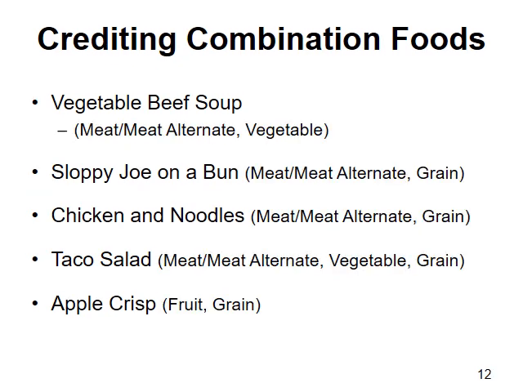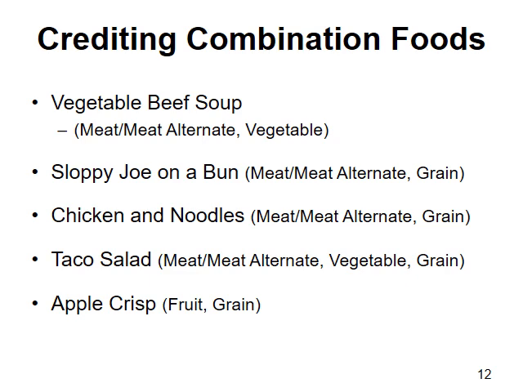Vegetable beef soup, if it's homemade and I have a recipe showing there is enough meat alternate and vegetables to credit towards meal pattern. A sloppy joe on a bun, with a portion size large enough to credit as a meat alternate, and the bun credits towards a grain.